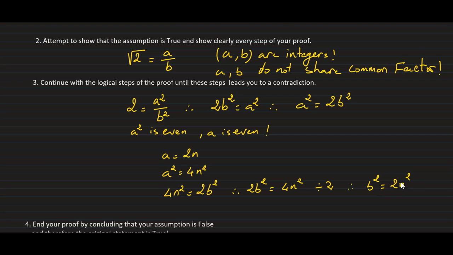And you can see we have got into a bit of a contradiction here, because this one tells me that b squared is even, so therefore b is even. We were expecting it to be odd for the reasons we mentioned earlier. They should not share any common factor. So therefore, you can see clearly now we have arrived at that contradiction. We have contradicted our assumption, this one here.